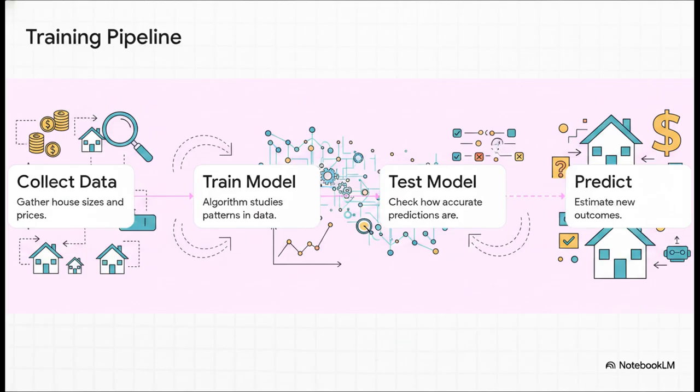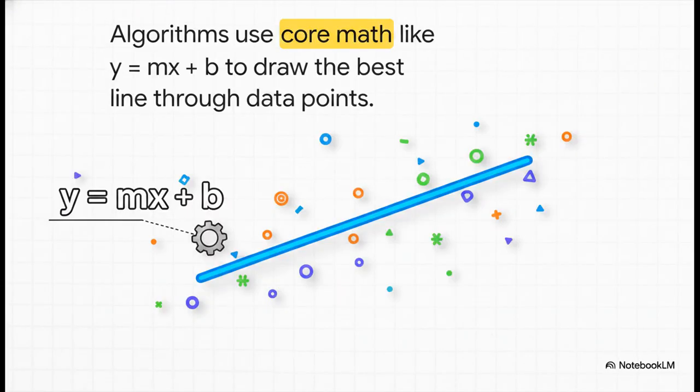Step 3 is to test the model. We essentially hide the answers on some of the data and just check how accurate its predictions are. And finally, Step 4, predict new outcomes. Because it learned the patterns, the machine can now accurately estimate the price of a brand new house it has never even seen before.